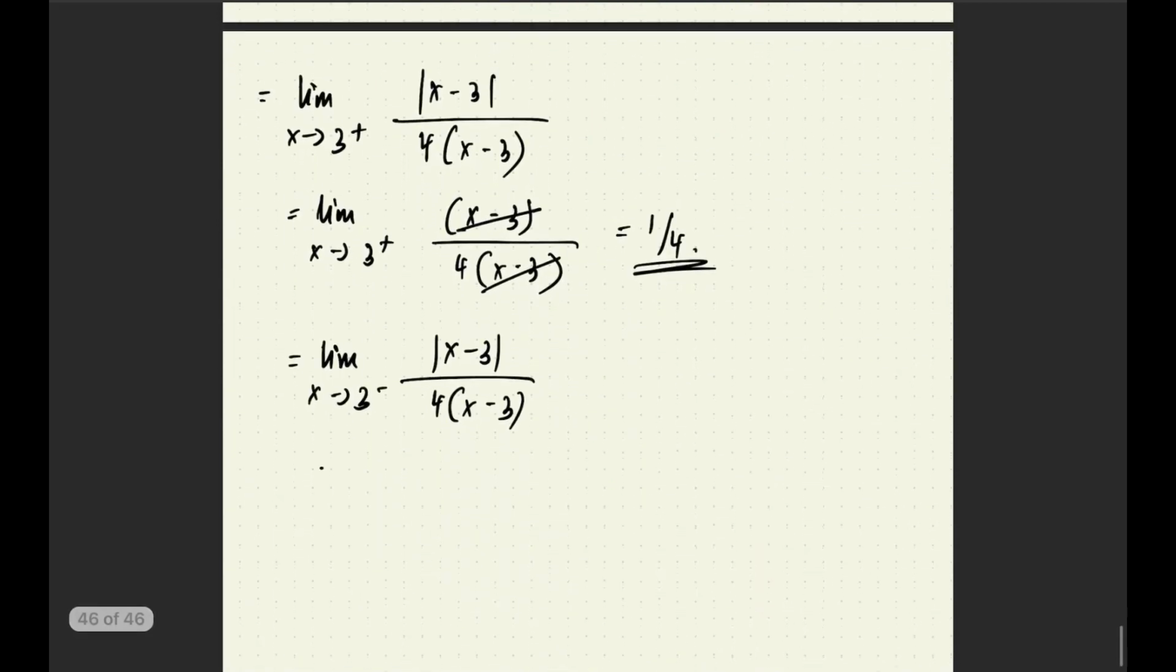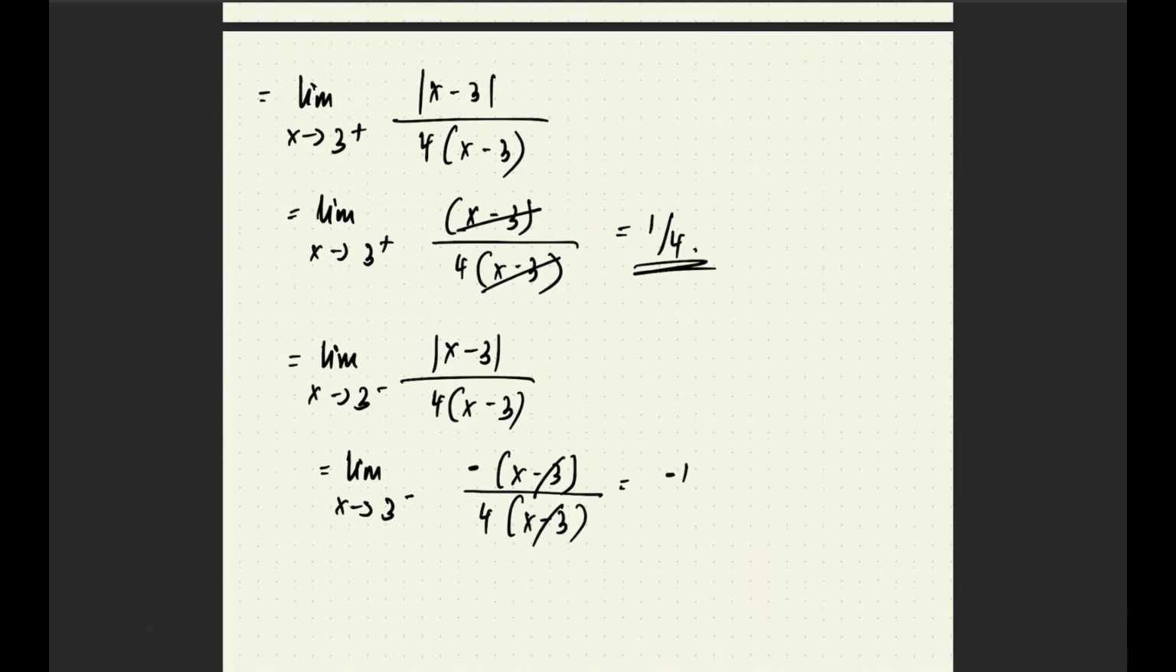So we can rewrite this as the limit as x approaches 3 from the left hand side. Now I know that the absolute value of x minus 3 is negative x minus 3. Right, so I'll write it that way, divided by 4 multiplied by x minus 3. So now this and this will cancel out, and that now gives me minus 1 over 4.